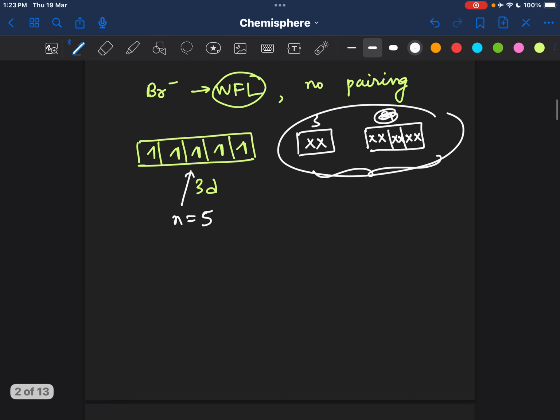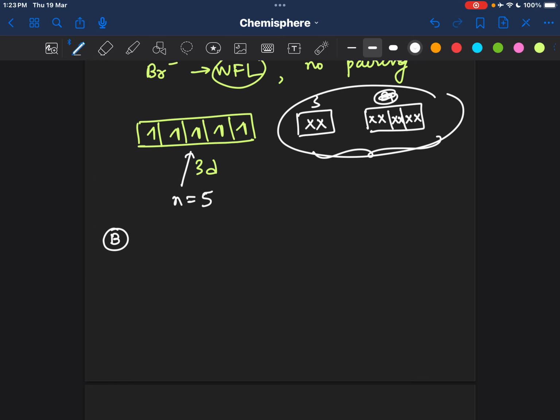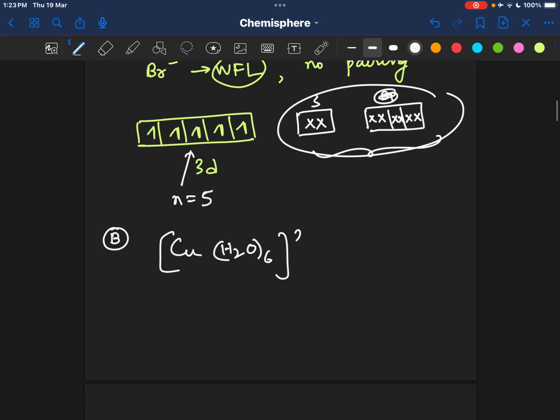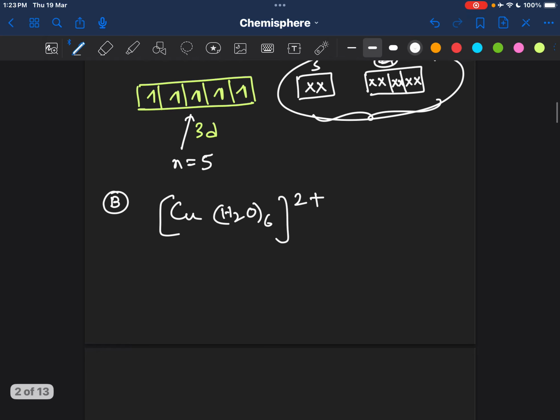Okay, next we have the second complex, that is Cu(H2O)6 2 plus. Again, let's calculate the oxidation state of copper in this particular complex. So X plus 6 into 0, because water doesn't carry any charge, so it will be equal to plus 2. So X is equal to plus 2.